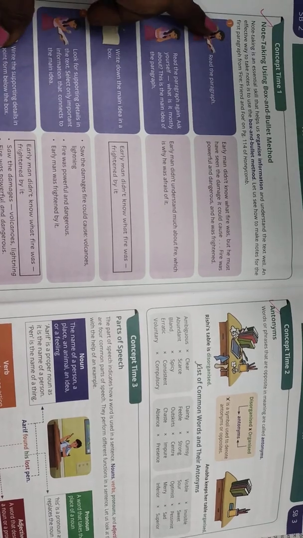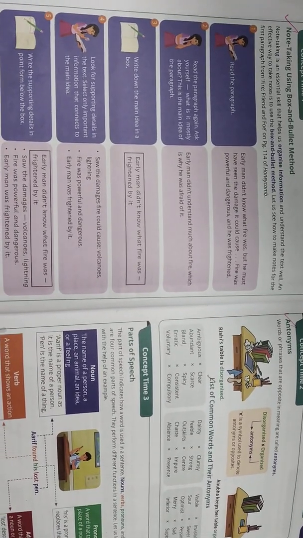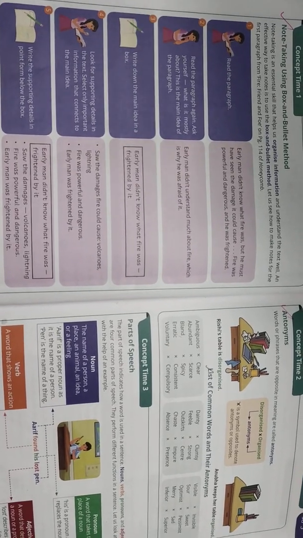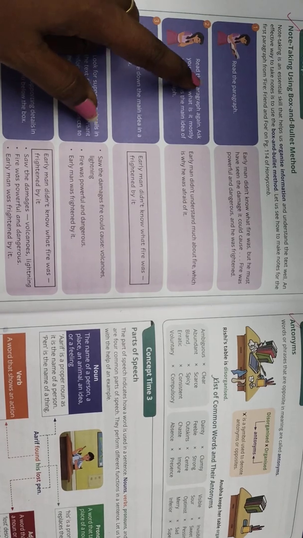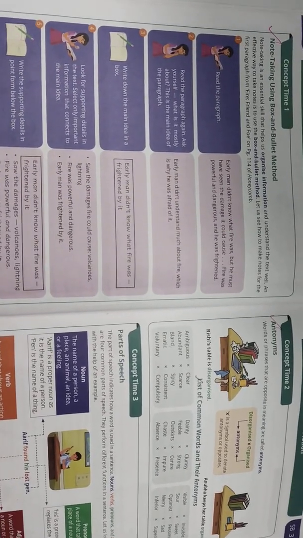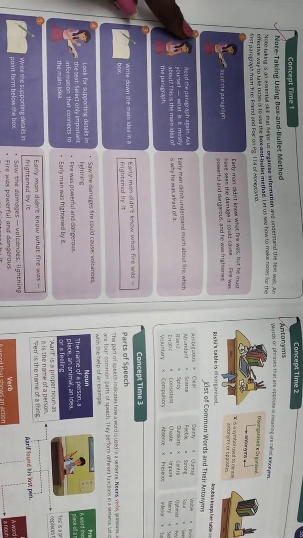Here are the 5 steps we need to follow to take notes. First, you need to read a paragraph. For example, in a content you just read a paragraph. In that particular paragraph you have to read it again and ask yourself a question, that is, what is the main idea of that particular paragraph.